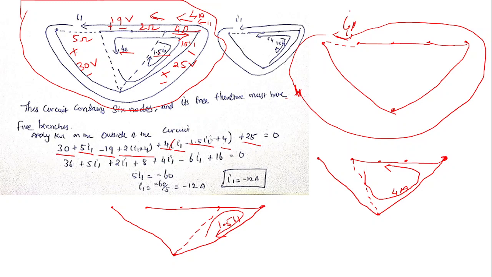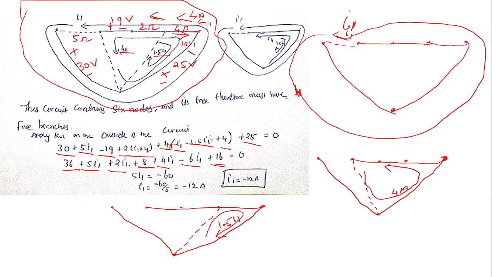So 30 minus 19 plus 25. And then we have 2 times 4, 8, and 4 times 4, 16. So everything is to be considered for writing. So 30 plus 25, what do we get? 55, minus 19 will be 36. Plus 5I1 plus 2I1 plus 2 fours are 8, plus 4I1. 4 times 1.5 is minus 6I1, plus 4 times 4 is 16, equal to 0.